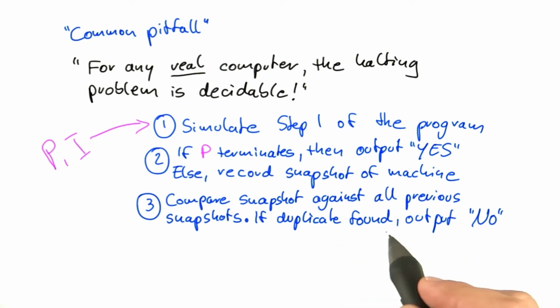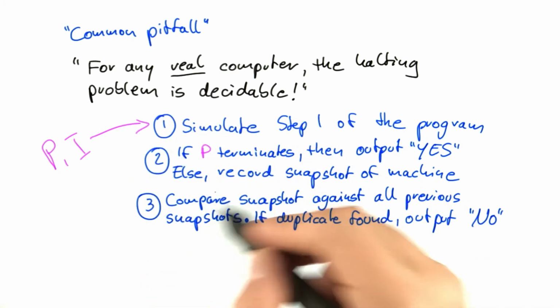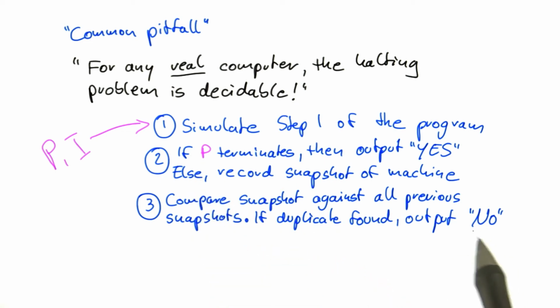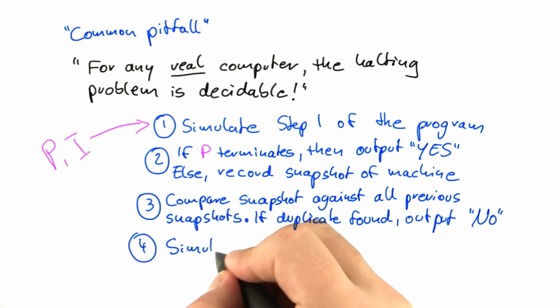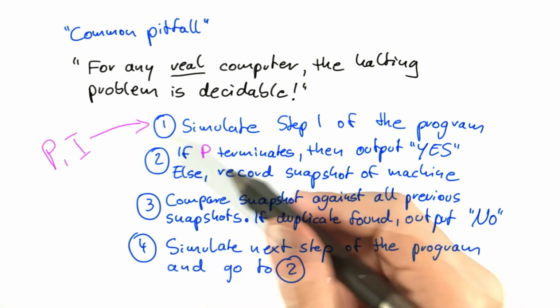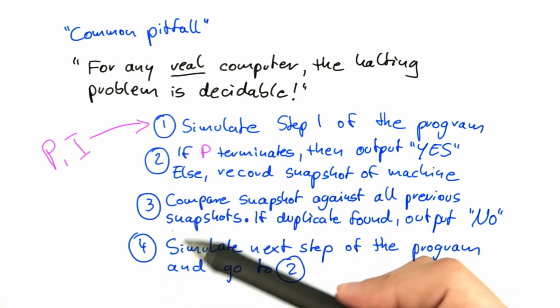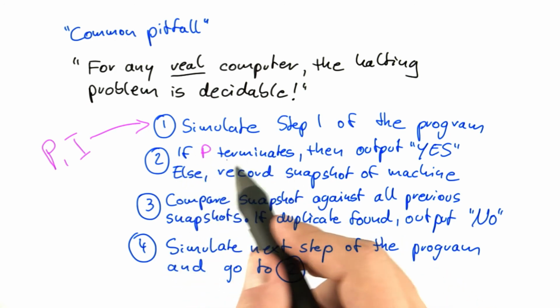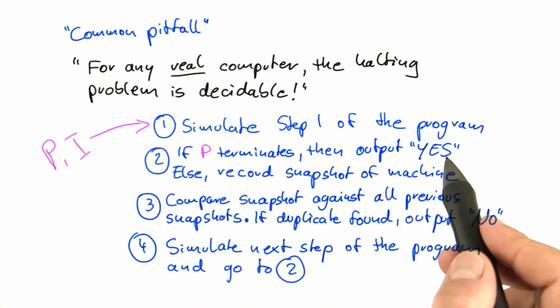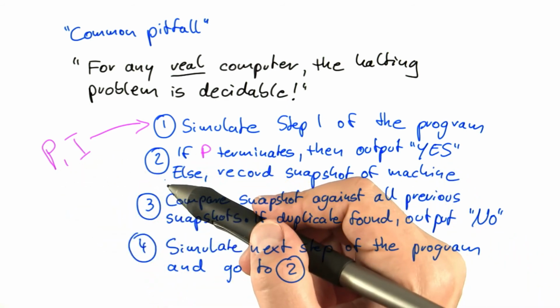So in that case, the halting algorithm, or at least this algorithm here, which is supposed to solve the halting problem, would output no. And then the algorithm would simulate the next step of the program and go to step number 2. This algorithm would be guaranteed to terminate at a certain point in time, either if the program itself terminates or the simulation of the program indicates that it terminates, or if the program goes into an infinite loop.